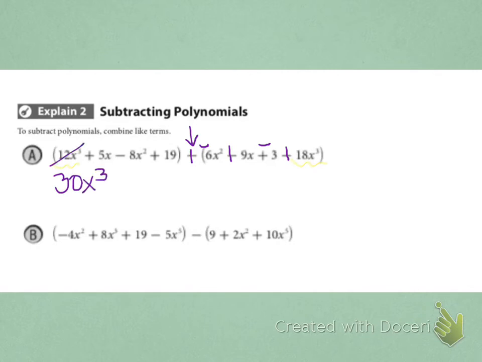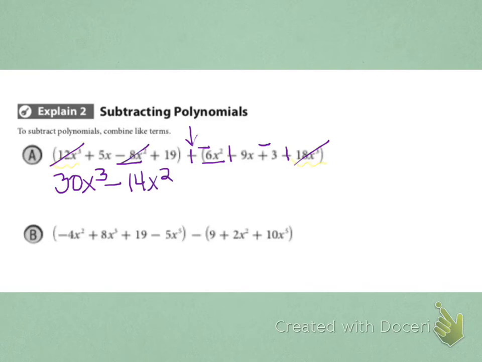Those are done. I have a negative 8x squared and a negative, almost forgot, almost missed it myself. I've got to do a better job of marking that. That was a negative 6x squared, so I have a negative 8x squared and a negative 6x squared. That makes negative 14x squared.